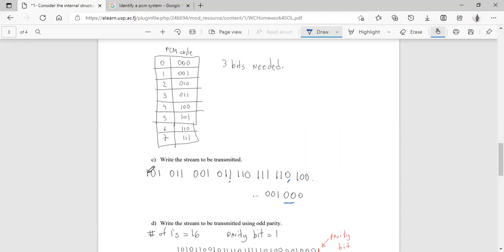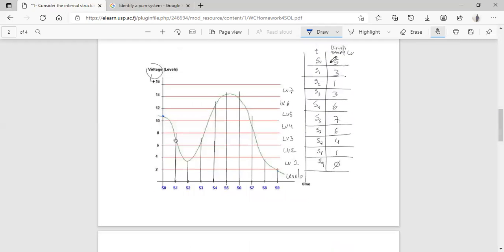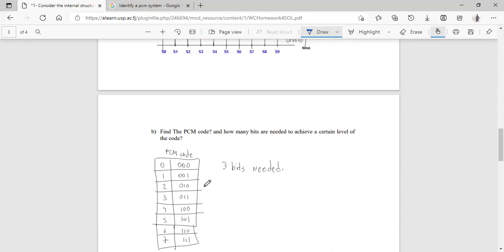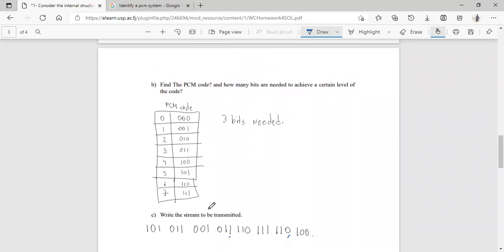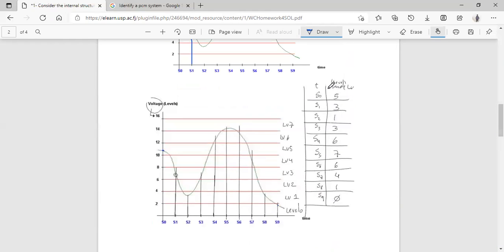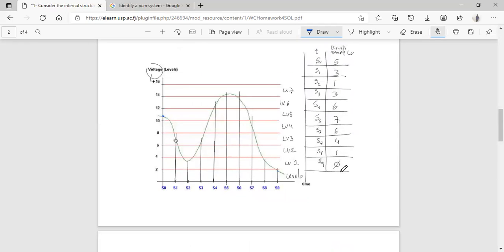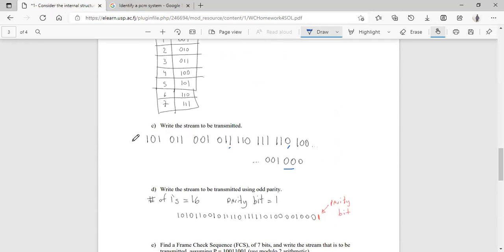So for each particular value, for example the value 5, the corresponding code is 101. That is written, and the order will be in this particular form. First is 5, the code of 5 is written, the next is 3, the code of 3 is written, then 1, the code of 1 is written, and so forth, until you write the code for 000. That is how you write the stream of data that needs to be transmitted.